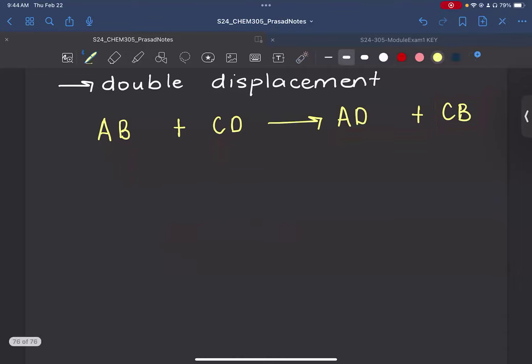The double displacement form is actually the most common form, to the point where I actively encourage you to memorize this form. AB plus CD gives you AD plus CB. I've even helped you out. At the bottom of this table, the reaction types, I have it written as displacement. I have three generic reactions. I have the notes beside it that says when A forms a cation. And under the comment section, it says these generic reactions are used to predict products.